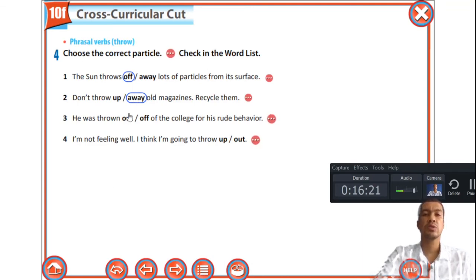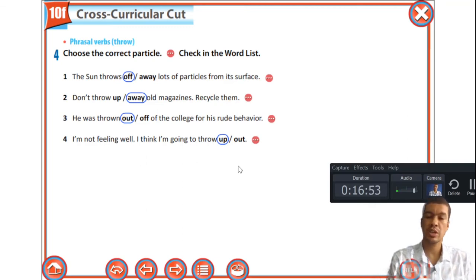He was thrown out or off of the college for his rude behavior. Using the phrasal verb, we say that he was thrown out of college for his rude behavior. And then the last one, I'm not feeling well, I think I'm going to throw, and the correct word for that is up. And for those of you who've got all of it correctly, good job, as we move on to the next slide.